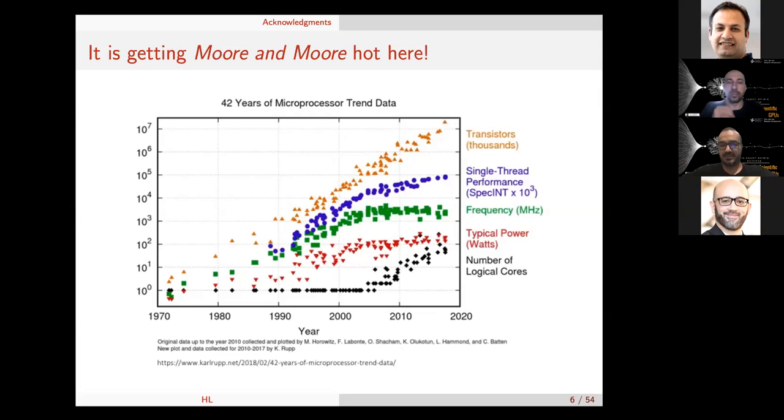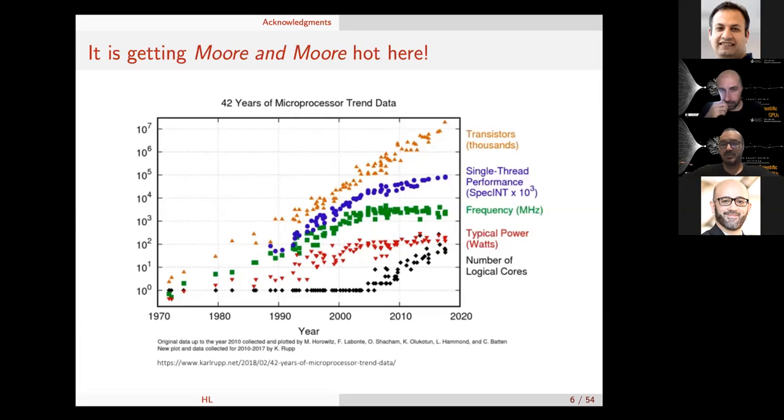The trend goes as follows. When it comes to power, frequency, and single-thread performance, we reach a plateau. If you used to enjoy higher frequency every time a new processor came out, this is done. You cannot really enjoy that anymore. Single-thread performance, because it's linked with the frequency, also reaches that limit. Power consumption, all those three being really interrelated, also reaches a plateau.